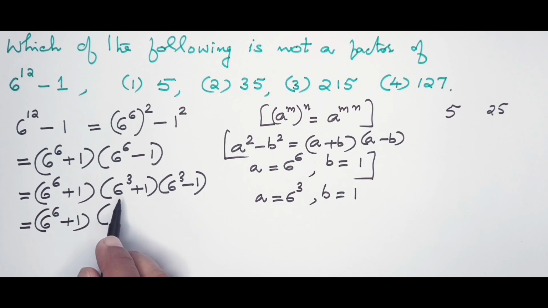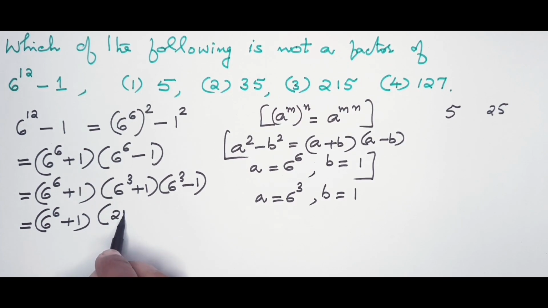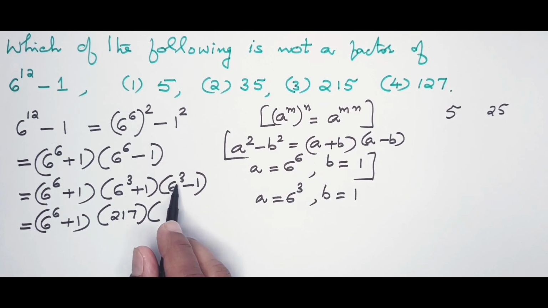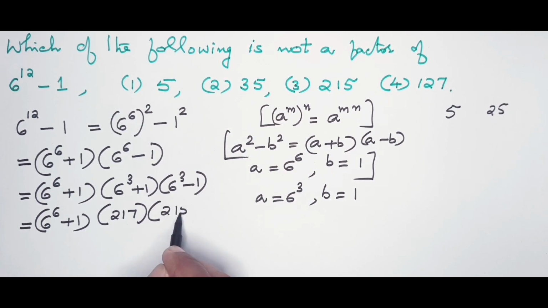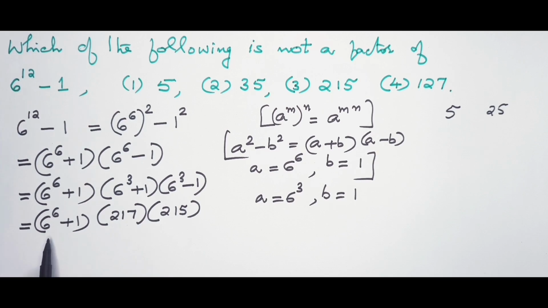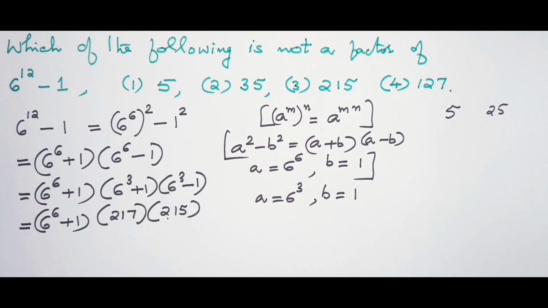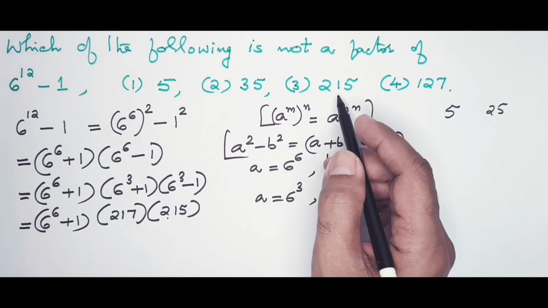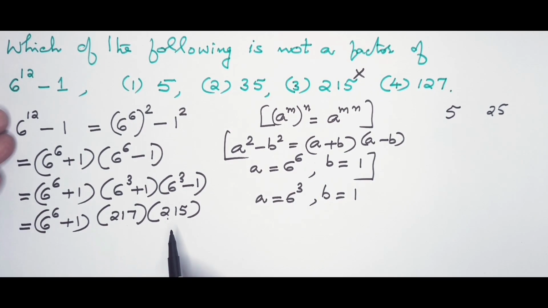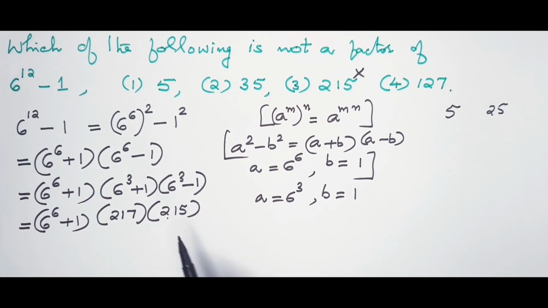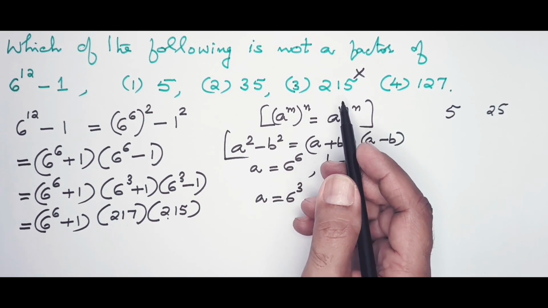6 to the power of 3 is 216, plus 1 is 217. Similarly, 6 to the power 3, 216 minus 1 is 215. Now the given expression we have converted into a product, in which 215 is one of the factors. This implies that 215 is a factor of this number. So among the options given, 215 is out because 215 is found to be a factor of the given numerical expression.